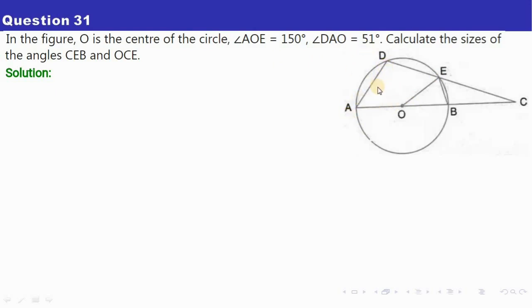All right, now we need to calculate the sizes of the angle CEB. So let's see where CEB is. CEB is out here, so we need to calculate this angle. And we need to calculate OCE. So OCE means we need to calculate how much this angle is. Now let's begin with the sum.